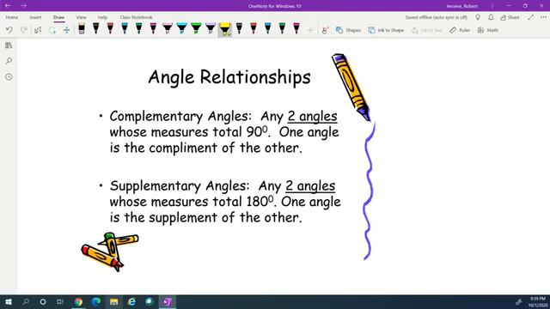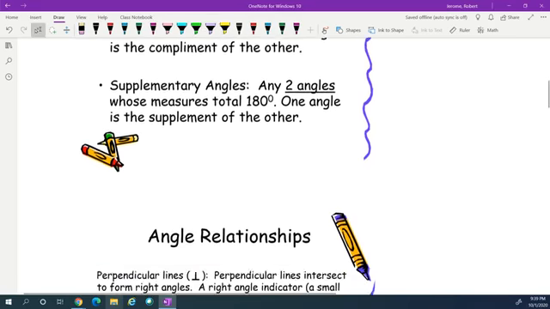Supplementary angles, two angles whose total is 180 degrees. Again, not one, three, or many, exactly two angles. One is the supplement of the other, and they don't have to be anywhere near each other. We can have one angle here and the other angle on the other side of the world. They could be 90 and 90, or they could be 170 and 10 degrees. Any two angles whose measurements total 180 degrees. So we have complementary angles and supplementary angles.